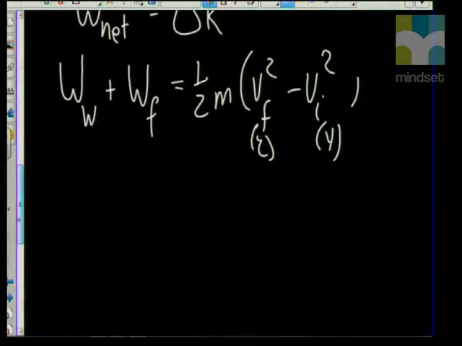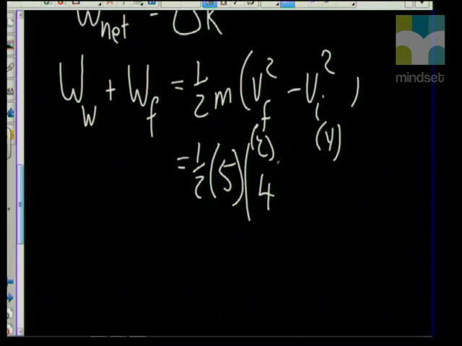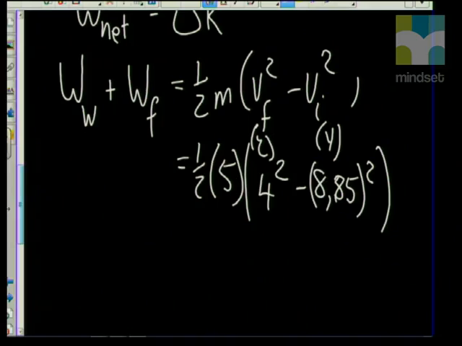So clearly, we're going to need to do some calculation in terms of distance. Now, that's not a problem. We can simply put these into the equation and recognize that this is half times 5, and the final velocity was given as 4 meters per second, and the initial velocity, we calculated as 8,85 meters per second. We must square that, and we're going to subtract that.